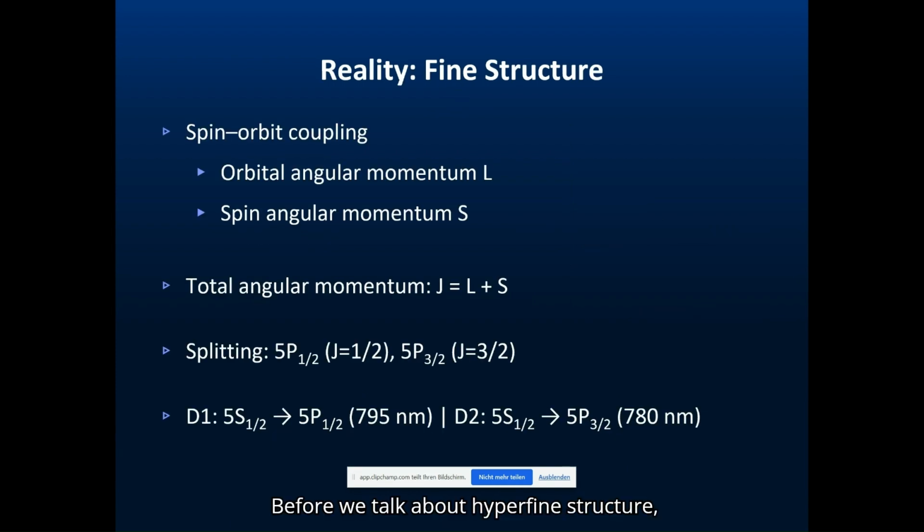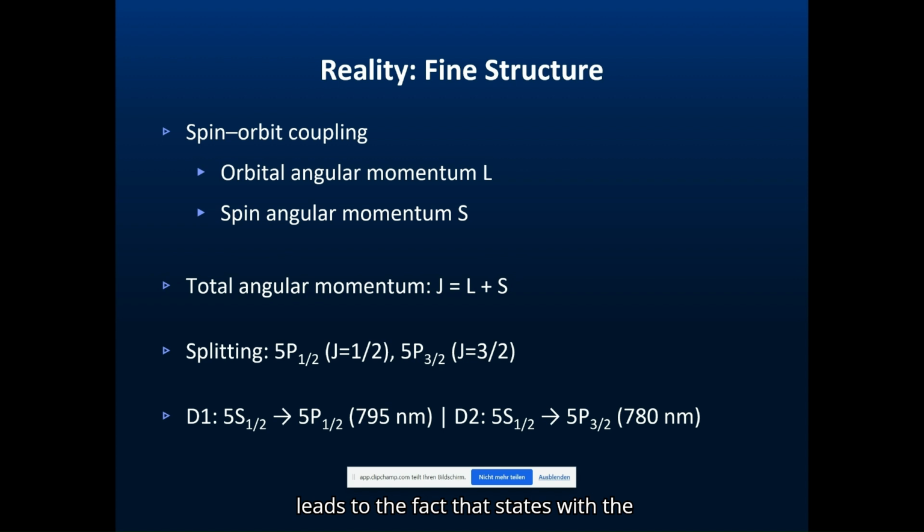Before we talk about hyperfine structure, we first have to understand the fine structure, which comes from spin-orbit coupling. The electron in the atom has orbital angular momentum L and spin angular momentum S. These combine to the total electronic angular momentum J, which is just L plus S. Because the electron moves in the electric field of the nucleus, in its rest frame it experiences a magnetic field. This leads to a coupling between its orbital motion and its spin, called spin-orbit coupling, which is, as hinted at by the word rest frame, a relativistic effect.